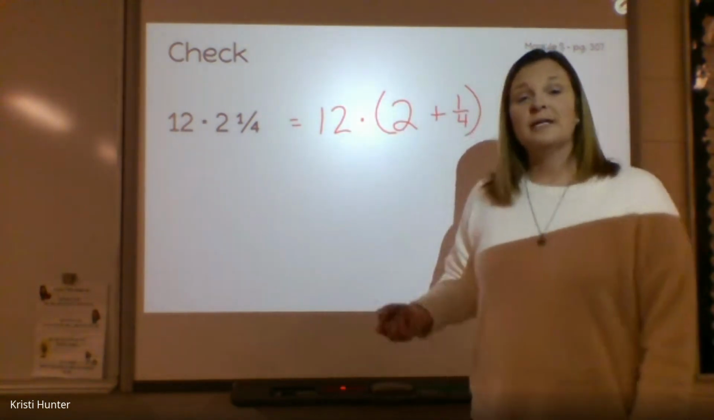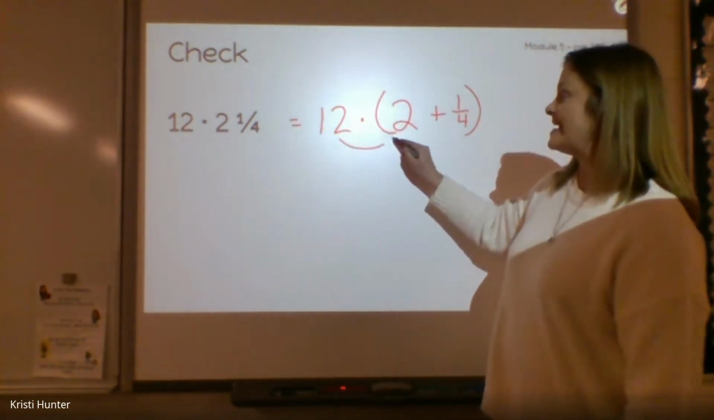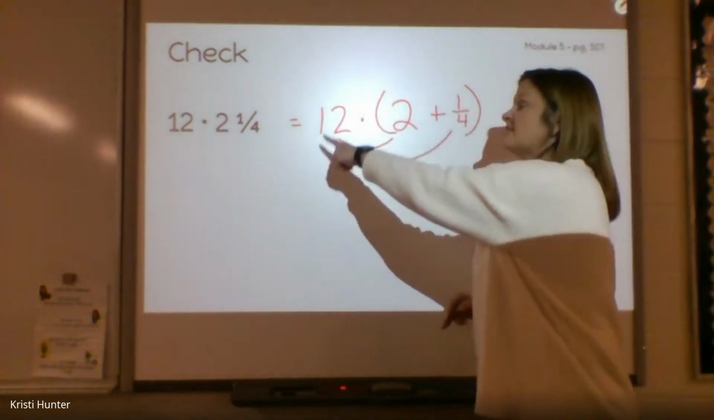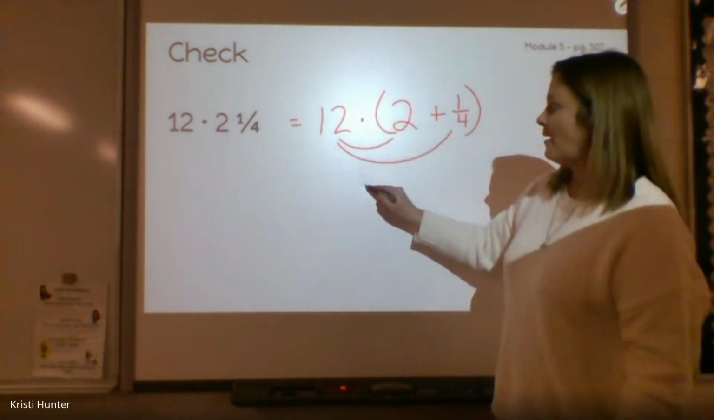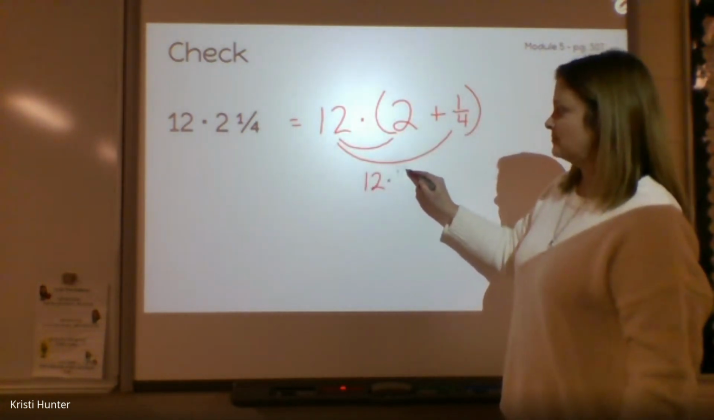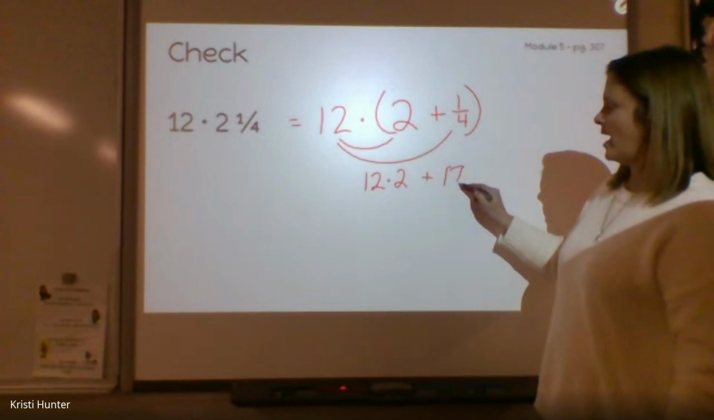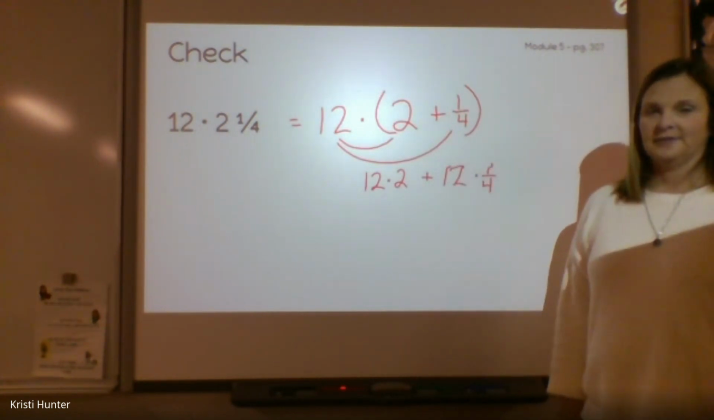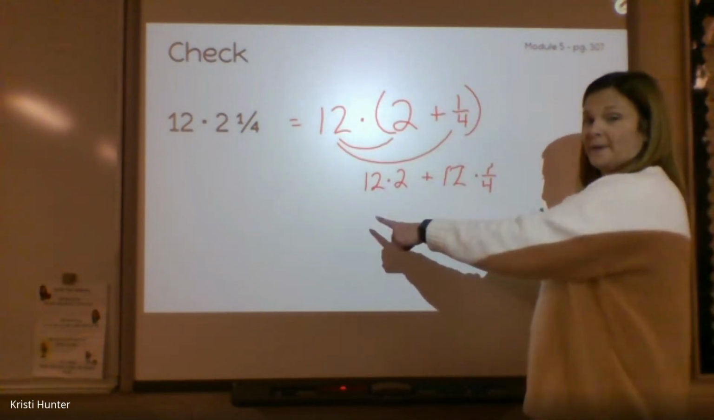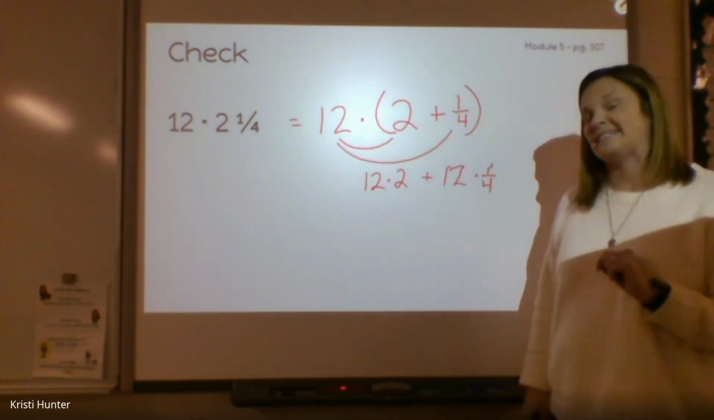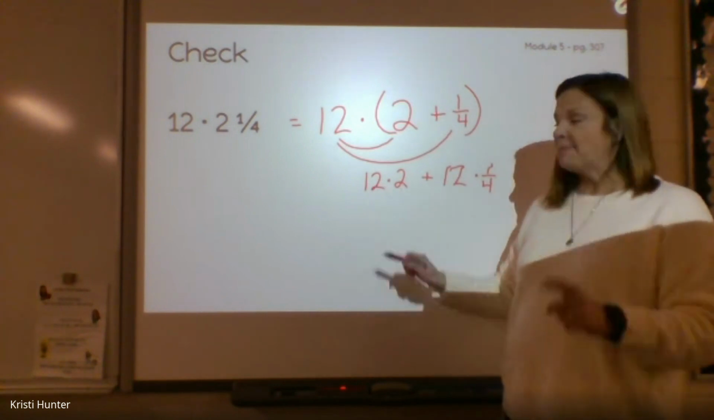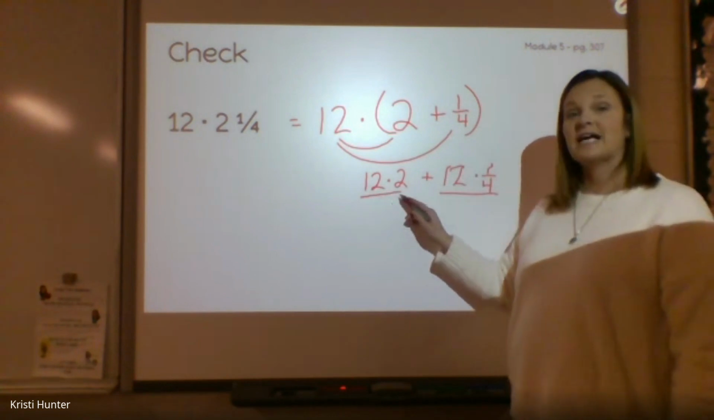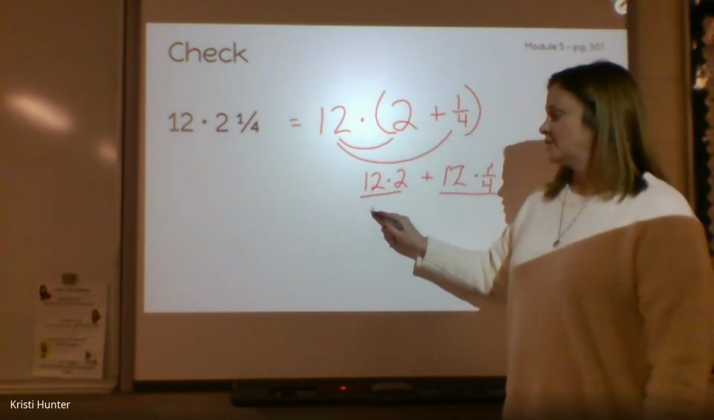So now, using my distributive property, I need to distribute the 12. The 12 gets to go to each of these numbers. So now I have 12 times 2 plus 12 times 1/4. Numerical problem that I now need to evaluate. So order of operations says go ahead and take care of the multiplication first. Well, 12 times 2 is 24.